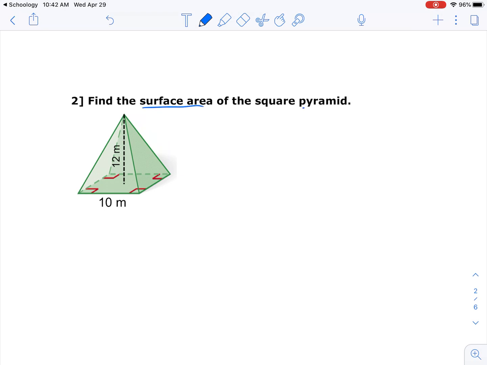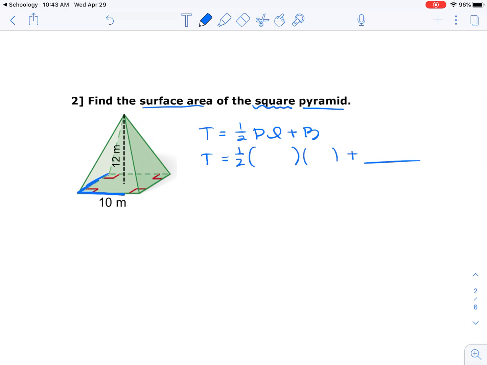All right, next one, surface area of a pyramid. What kind of pyramid? Square. All right, total surface area: 1/2 perimeter times slant height plus the area of the base. All right, I need the perimeter of the base, I need the slant height, and I need the area of the base. Okay, so perimeter of the base.